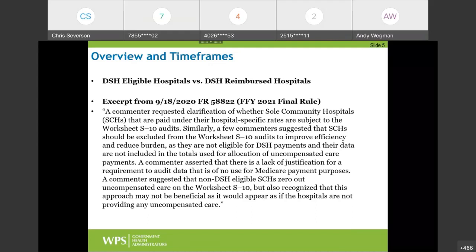This is just the screenshot from the Federal Register where they first discussed the fact that even sole community hospitals and Medicare dependent hospitals are still subject to the S-10. We don't need to read through the whole paragraph, but it's the 9/18/20 Federal Register if you're interested.